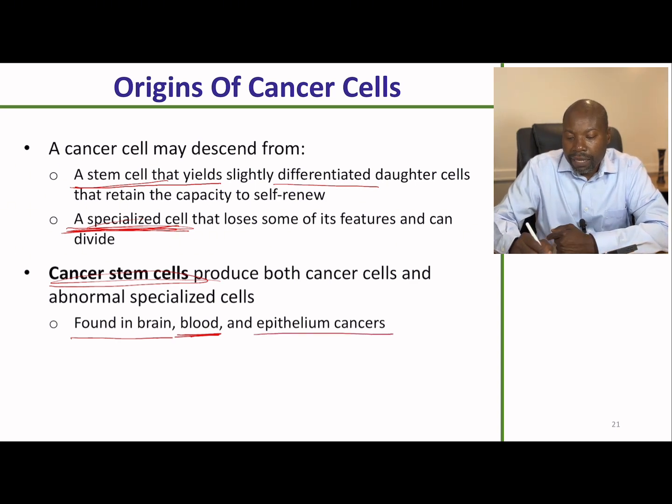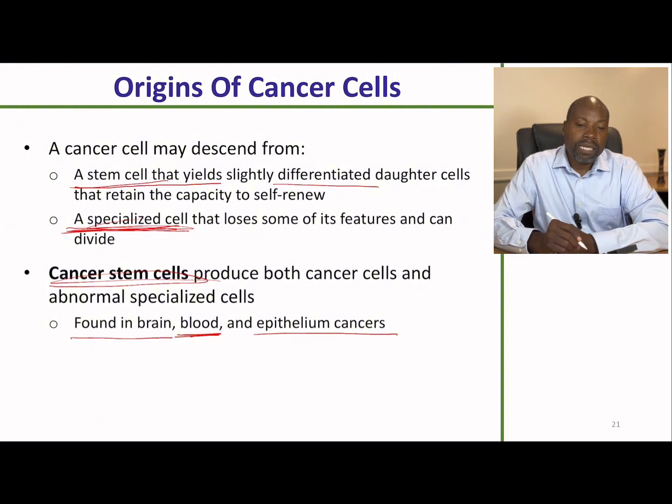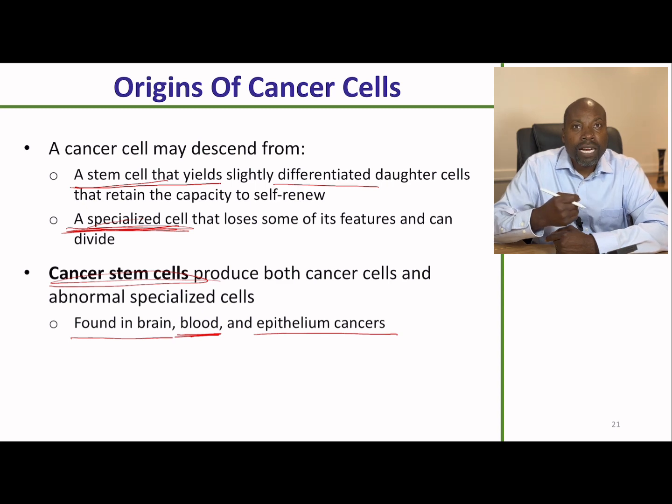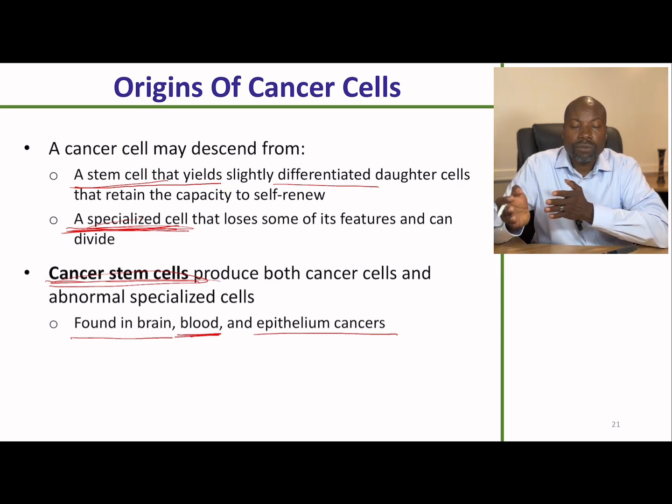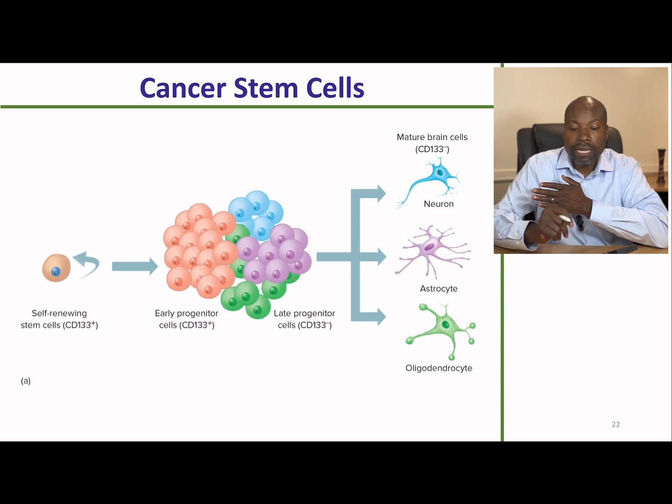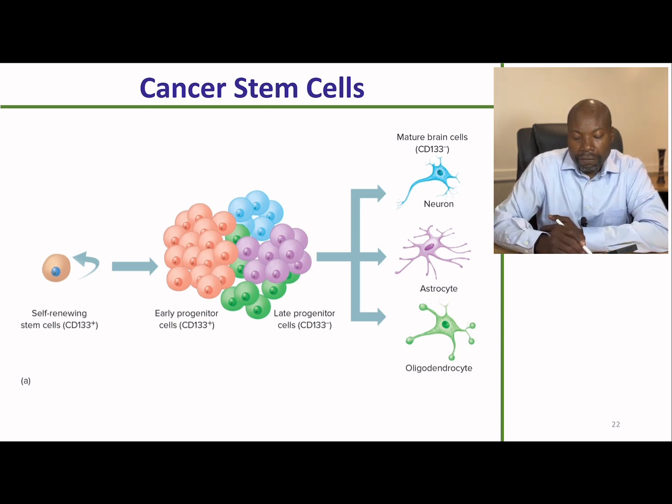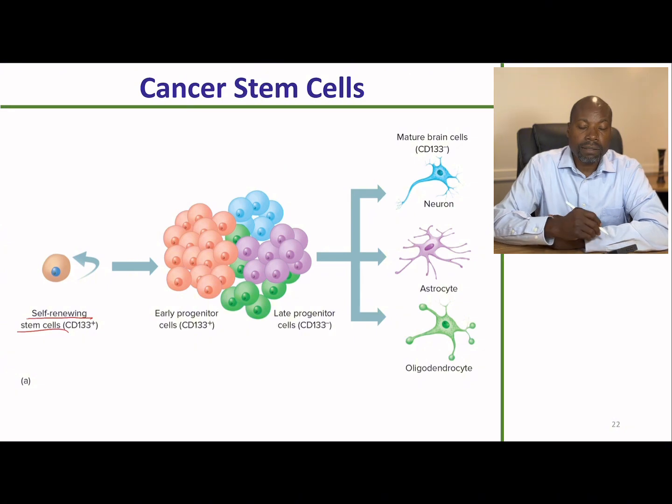We have the epithelium cancers, okay? Including skin cancers and cancers of the digestive tract, because the digestive tract is also an epithelium, right? The respiratory tract is also filled with epithelium, right? So these cancer cells can basically affect not only stem cells, but also specialized cells. So here we have stem cells that can multiply, self-renew, right?